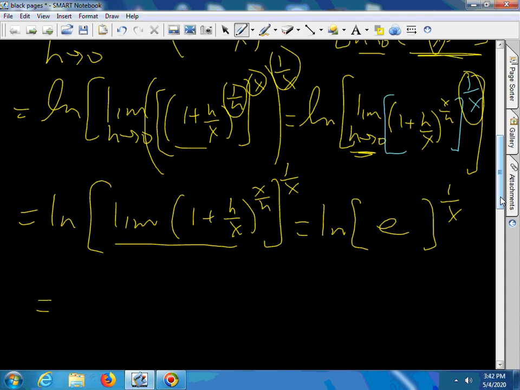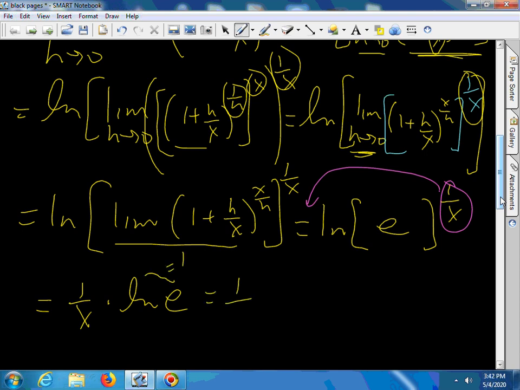And then we invoke the reverse rule that we did earlier. You can bring powers down in front. So now we have 1 over x times ln of e. But ln of e is 1. So we have 1 over x times 1, which is 1 over x. The derivative of ln of x is 1 over x. Not because the teacher told you, not because I told you, but because we rigorously proved it.